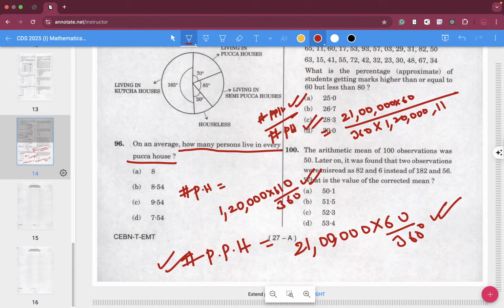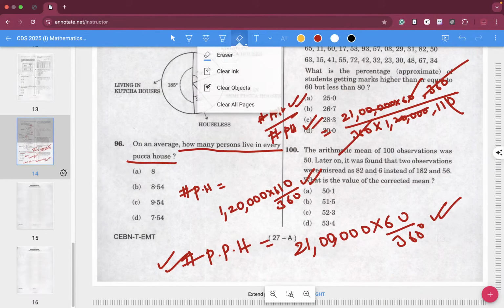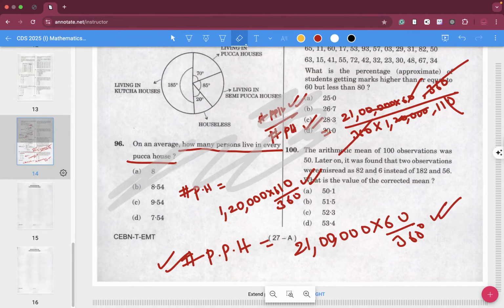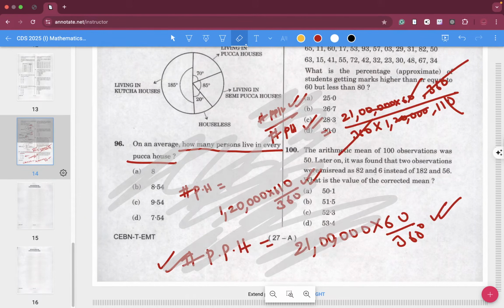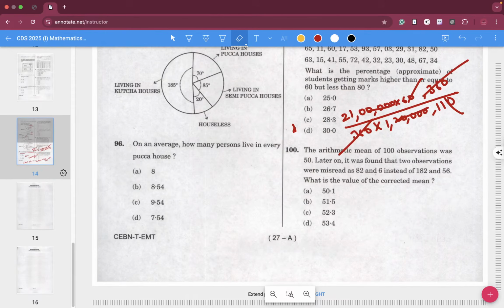1,20,000 into 110 divided by 360. Certain questions in the end, specifically the statistics and data interpretation questions, are calculation intensive. You can't really do away with that. So this one gone, this one gone. Now over here you have 1 2 3 4, 1 2 3 4 gone. This one gone, this one gone. So what you are left with over here is, let me clear off a little bit of the zeros over here.